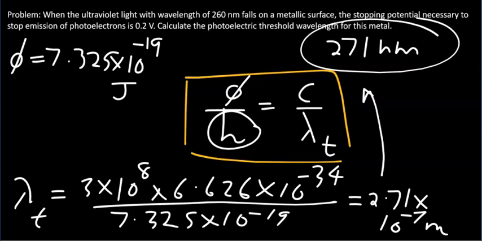So what that means is if you shine the metal with a light with wavelength greater than 271 nanometers, there will not be any photoelectrons produced.